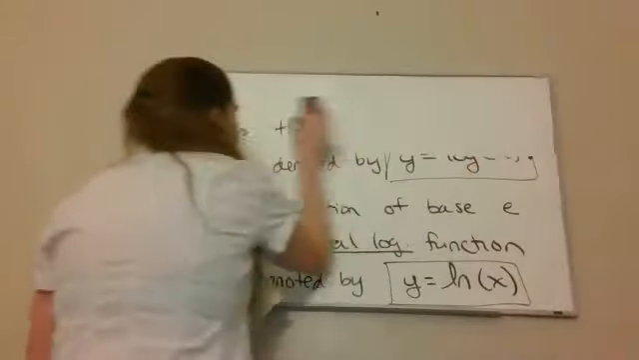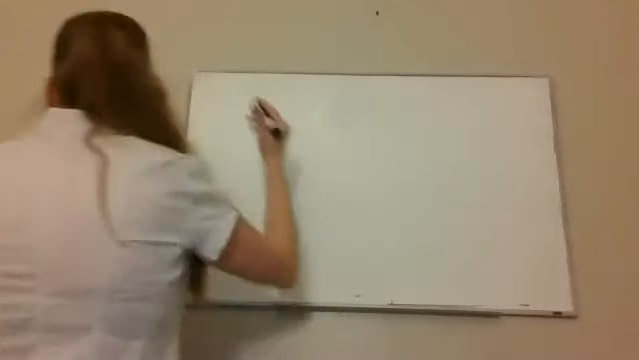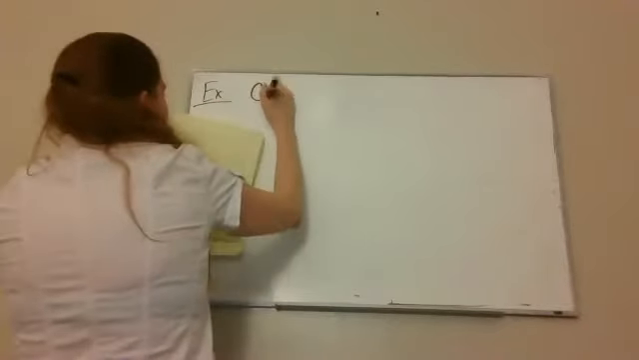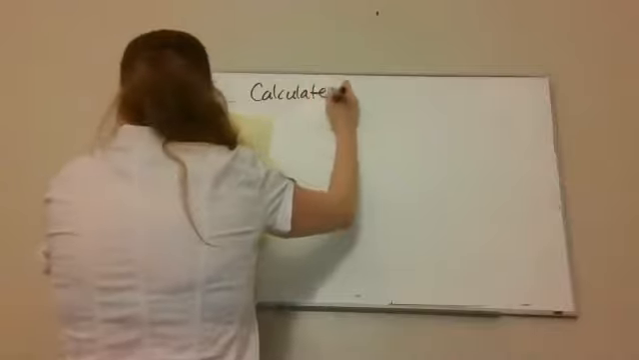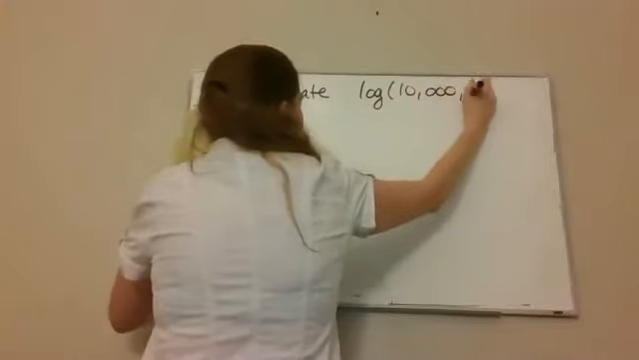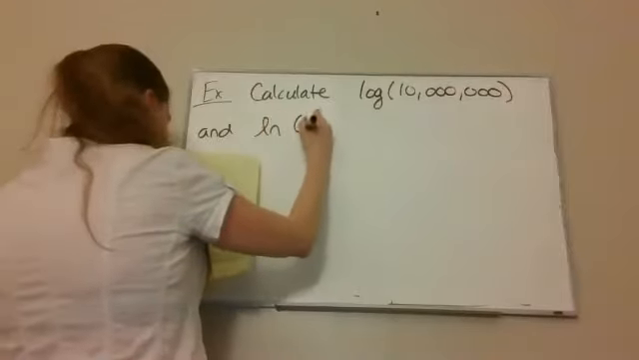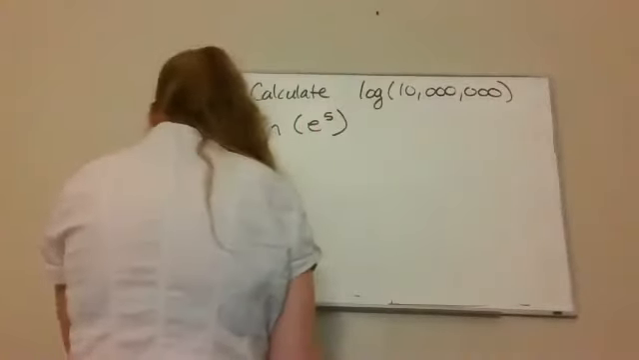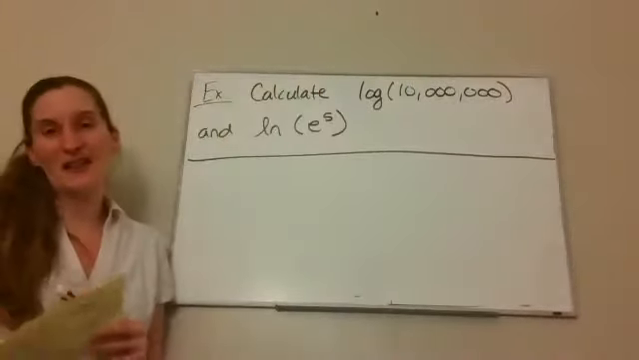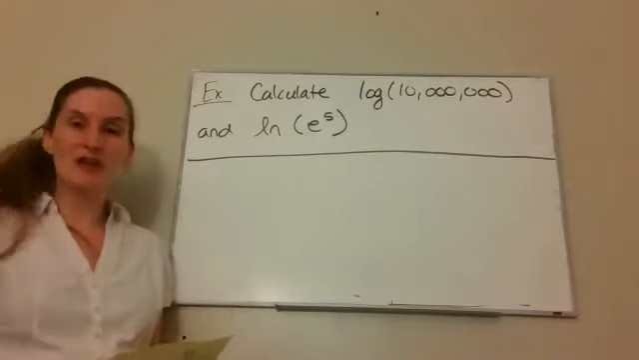Let's work with this common log and this natural log so we get used to them a little bit. We are going to calculate the common log of 10 million and the natural log of e to the fifth. Well, I'm going to start with that common log. And of course, you could honestly just type it into your calculators and you would be able to get the right answer. But these ones we can calculate without a calculator.